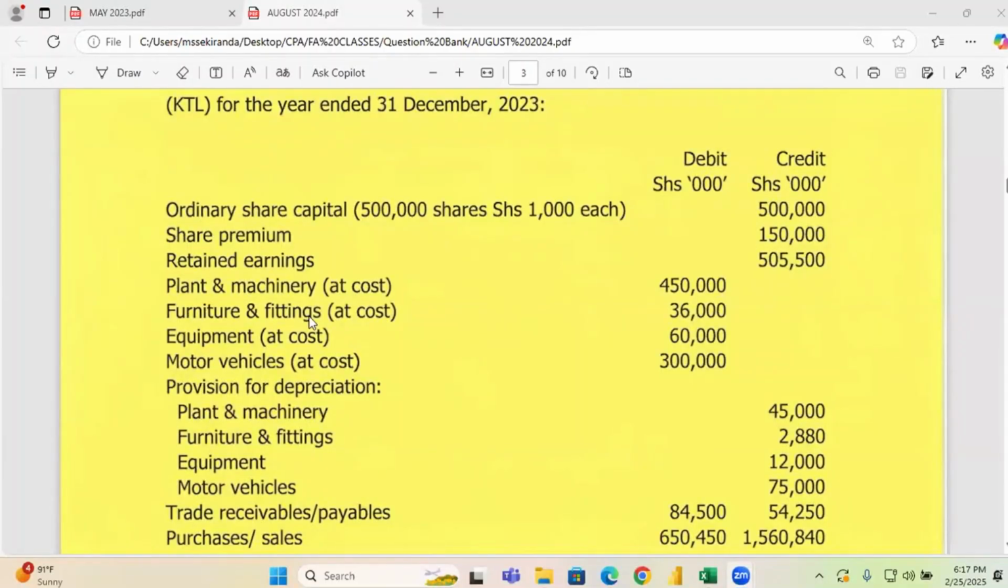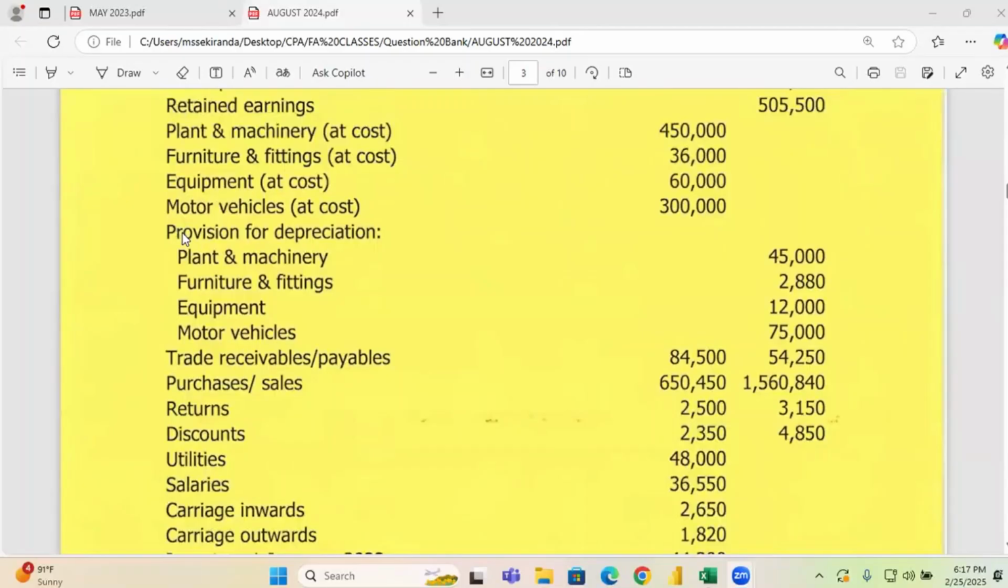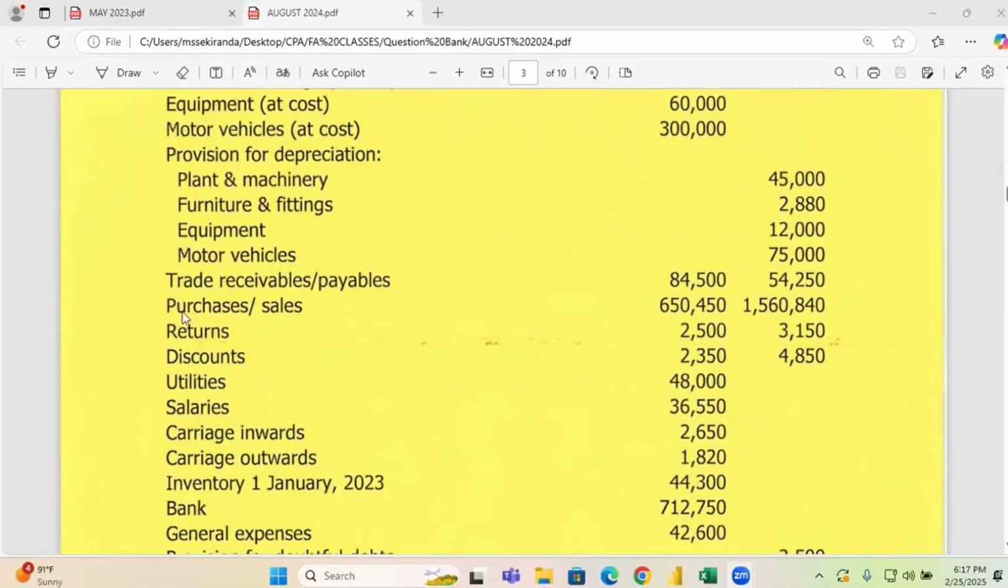equipment at cost, motor vehicle at cost. We have provision for depreciation. Provision for depreciation is the same as accumulated depreciation, okay? Is the same as accumulated depreciation. And then we have trade receivables and payables.